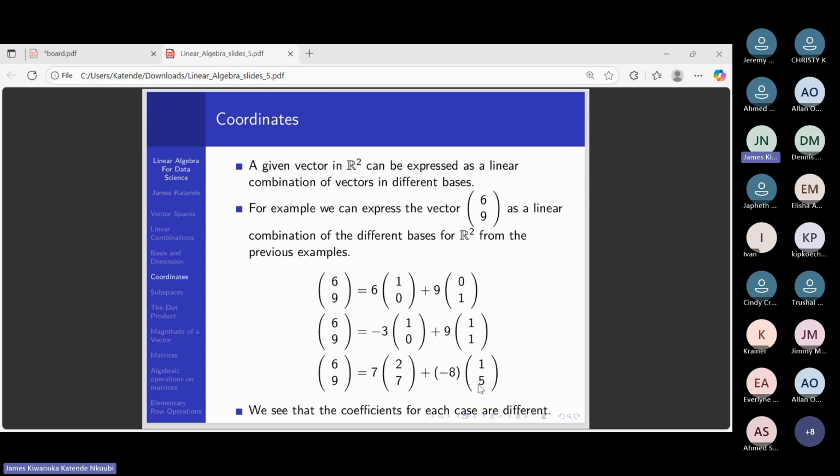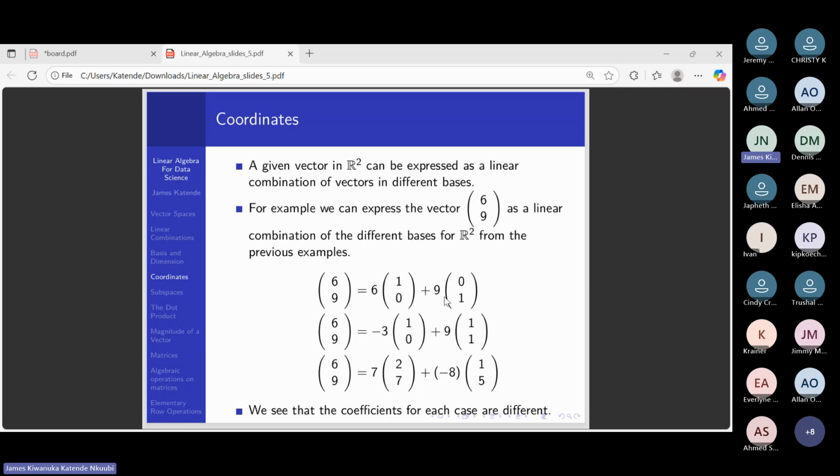Is that correct? I think it's correct here. So you observe the following. For each basis, we have different scalars. For the first basis, the scalars are 6 and 9. For the second basis, the scalars you need are negative 3 and 9. And for the third basis, the scalars you need are 7 and negative 8. So you can see, depending on the basis, these scalars keep changing.